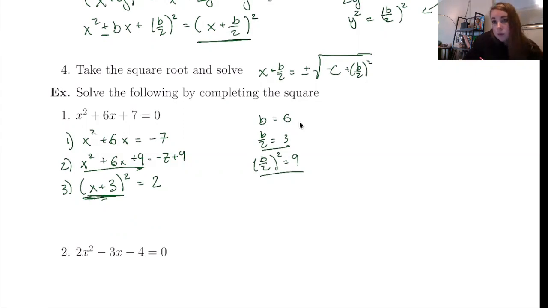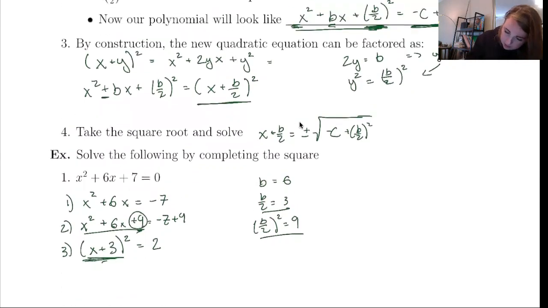I can't set each one of these equal to 2, but what I can do is take the square root. So when we say completing the square, I'm completing the square by adding the 9 so that I can factor this into something squared, and it's unique. The only way to get x plus something squared from x squared plus 6x is to add 9. And that's from the derivation up here.